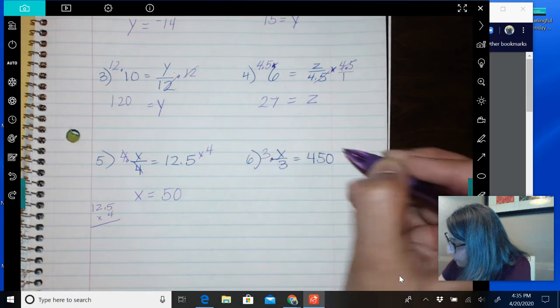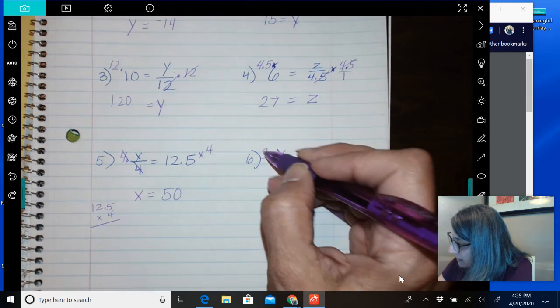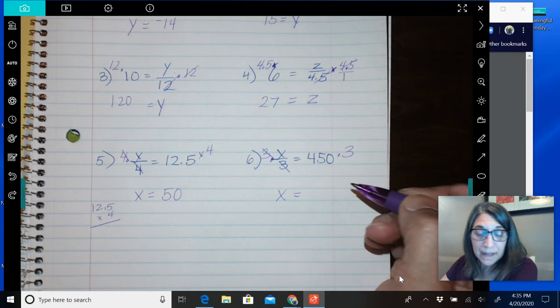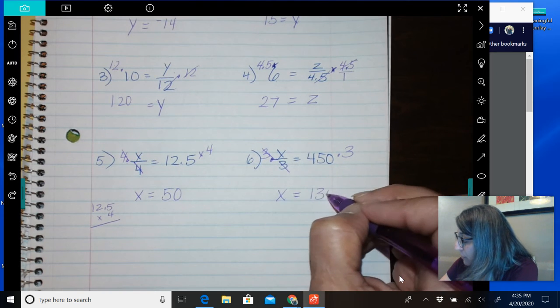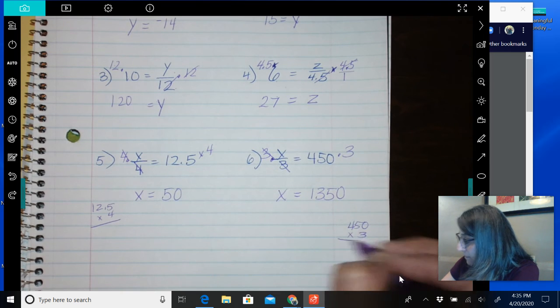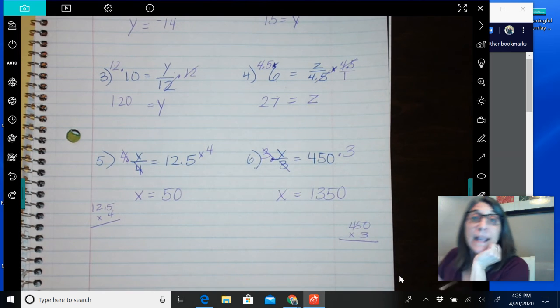Last thing, multiply by 3. These will become 1 over 1, which gives me just an x by itself, and this comes out to 1350. If you had to come over here and multiply by 3, that's fine. Again, no calculator. So that's pretty much it.